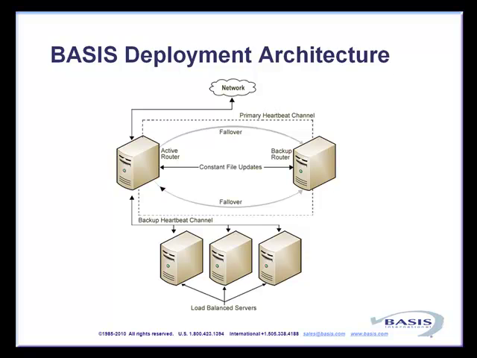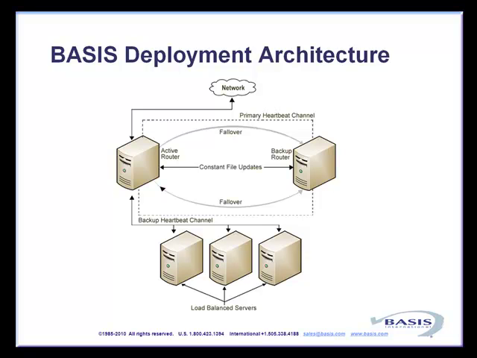So let's have a look at the deployment infrastructure here at Basis. We take advantage of the capabilities of the modern operating systems. We're utilizing a version of Linux, whereby we utilize the live backup database structure. We have an active router, and constant file updates are taking place between it and a backup router. And once a week we'll do a manual failover to ensure that the backup router is fully configured and ready to take over should there be a failure of the primary router.